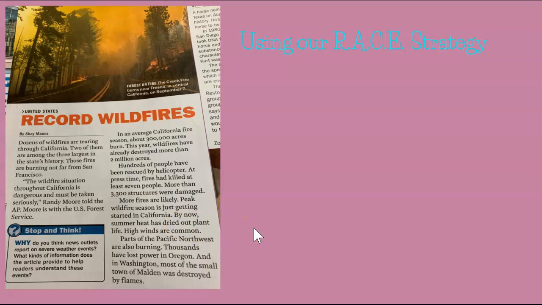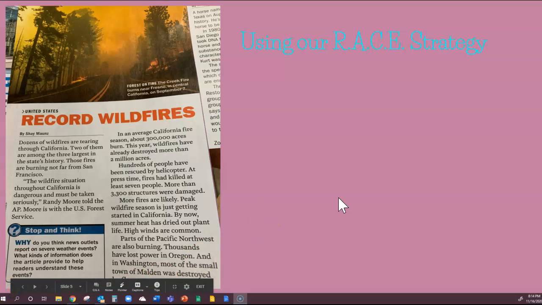So we're going to use our RACE strategy today, and we're going to use this article called Record Wildfires. Let's read our article. Record wildfires. Dozens of wildfires are tearing through California. Two of them are among the three largest in the state's history. Those fires are burning not far from San Francisco.